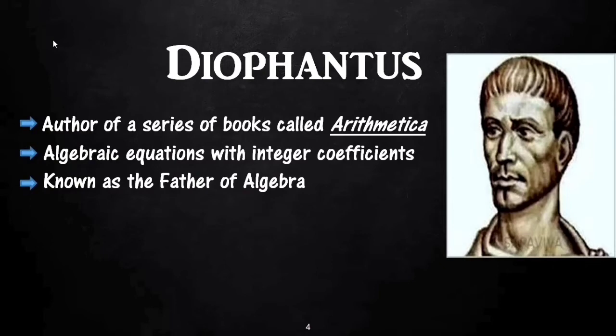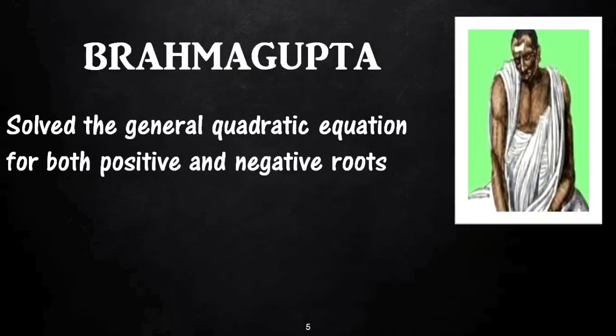Diophantus was a great mathematician from Alexandria. He is also known as the father of algebra. He solved hundreds of algebraic equations in his great work Arithmetica and was the first person to use algebraic notation and symbolism. He also found algebraic equations with integer coefficients. Brahmagupta was a famous Indian mathematician who solved general quadratic equation for both positive and negative roots.